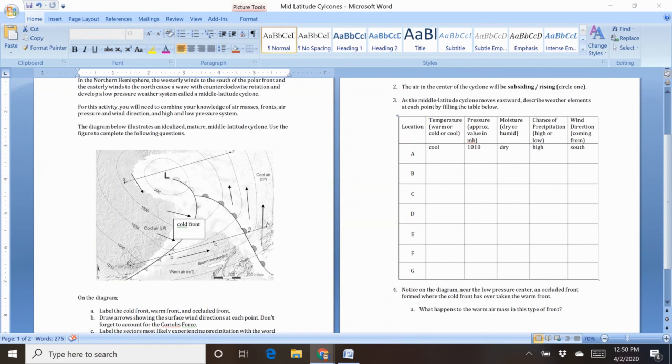Even though point B is on the cool air side, but it's on the warm front, would that...? It's along the front, but the warm front hasn't passed over point B yet. So the warm front passed over points C and D. I know it's very close and it looks like a trick question, but it's technically on the cooler side of the warm front.